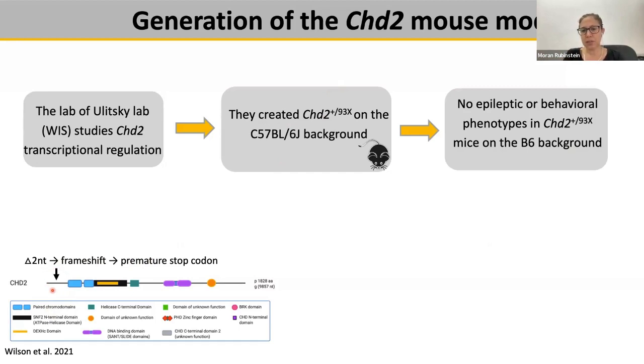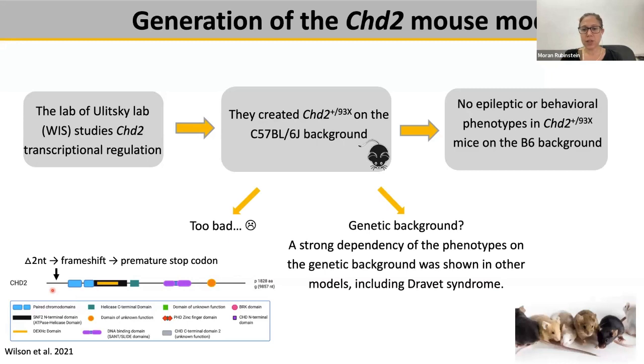They generated this mouse on a black 6 background, and this is a standard mouse line that you use to produce mutant mice. After they produced them, they contacted our lab and they wanted us to characterize their phenotypes as we did before for other mice. So we studied these original mice for about a year. Unfortunately, the conclusion that we arrived at was that they did not have any phenotypes. Everything was similar between the wild type and the mutant mice.